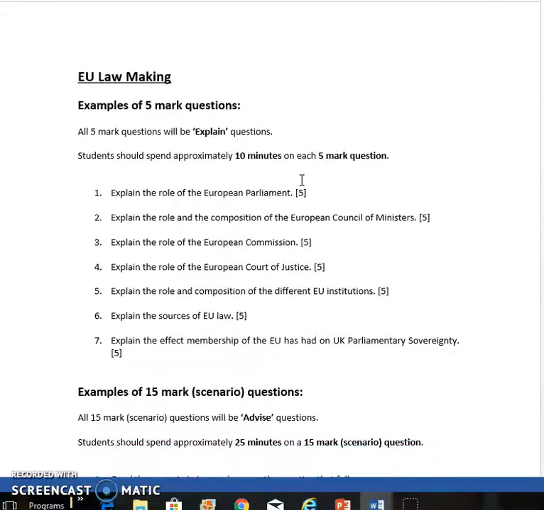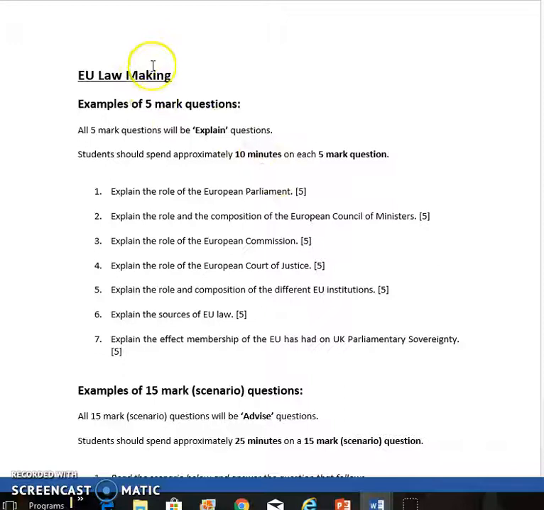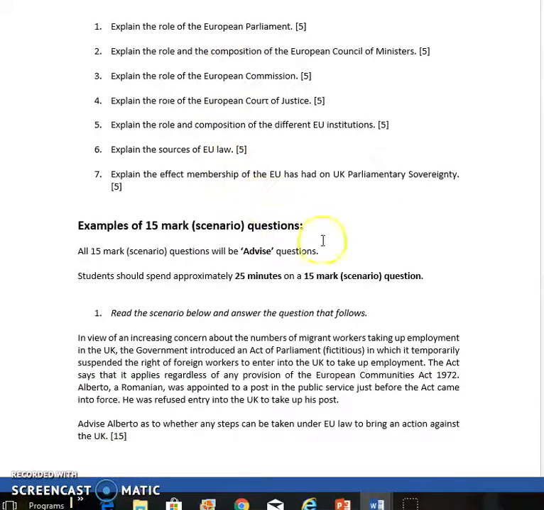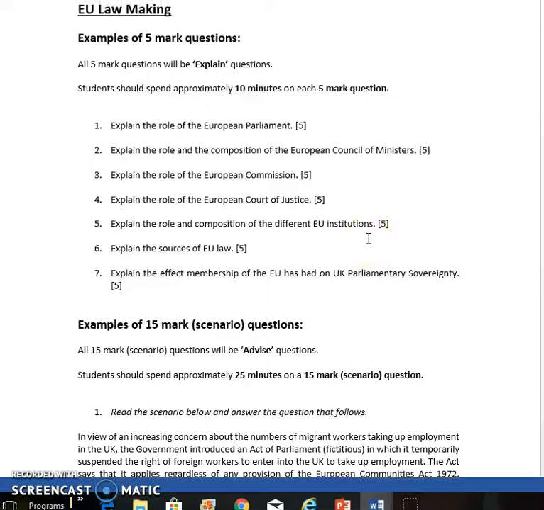The next possible topic, still on Section A, is EU law making. And again, you can expect 5-mark questions on this topic and also a 15-mark scenario-based question. So typical examples here on EU, explain the role of the European Parliament, explain the role of the European Court of Justice.